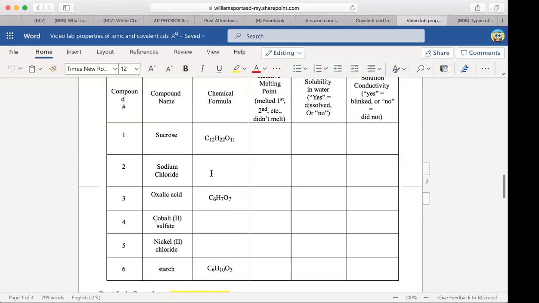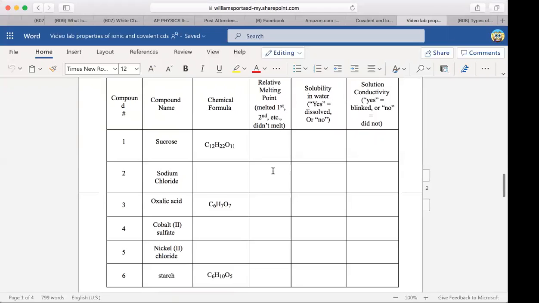But you can write the formula for sodium chloride, cobalt 2 sulfate, nickel 2 chloride. In the data table, you record the order in which they melt. In other words, which one melts first, which one melts second, which one melts third from the video. Which ones don't melt at all? Which ones are soluble in water? Yes, if it's soluble, which means that it can dissolve in water, or no if it doesn't.